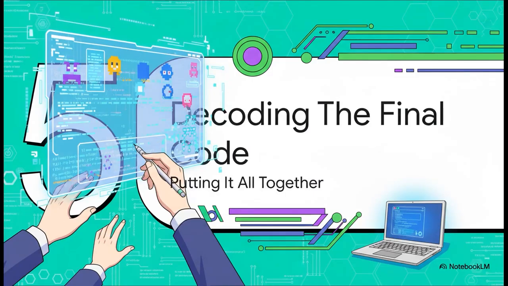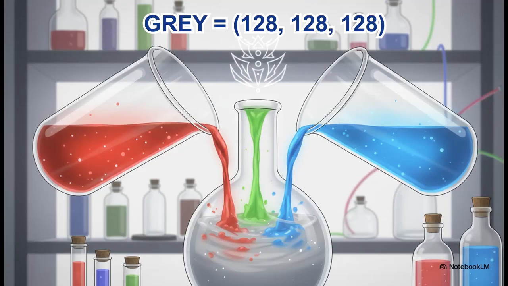All right, let's put all of this together now and look at the actual 5 lines of code that are going to paint our very first game screen. We're going to break it down line by line. First up, we make our constant. We're essentially telling the computer, hey, for the rest of this program, whenever you see the word gray, what I really mean is the color made from these 3 numbers. This is our permanent recipe.